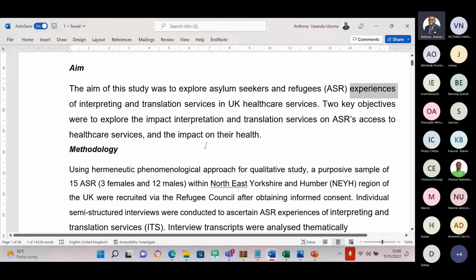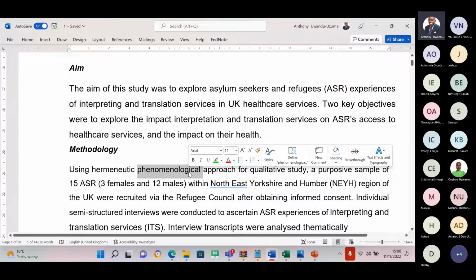Now, this phenomenological approach, remember, is a primary study. This is not secondary research. You cannot say you are doing a phenomenological approach for secondary research. A phenomenological approach means that you are doing interviews and people are describing their experiences. That's what phenomenology is all about.